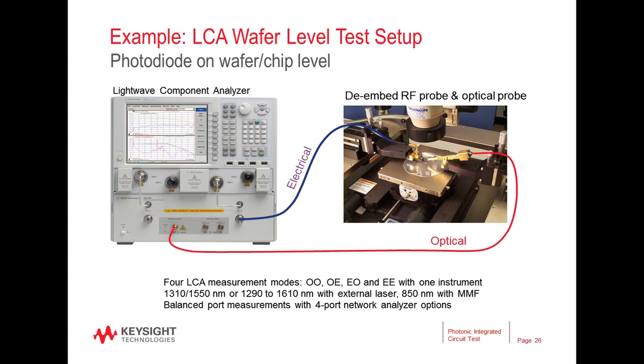Here's an example setup for LCA measurement of a photodetector frequency response. Modulated light to 60 gigahertz in this case is ported through from the LCA to the wafer, as shown by the lower red path, and that feeds the optical probe. A microwave probe then connects the photodetector to the return LCA path, indicated by the blue electrical path, and that carries the photodetector response back.